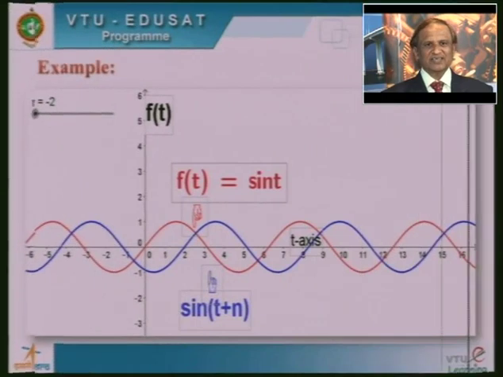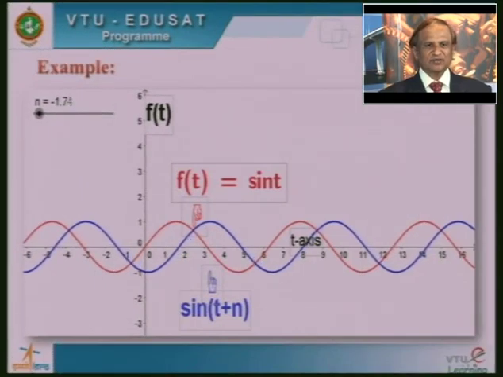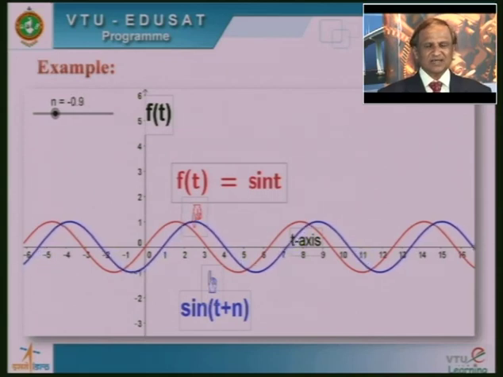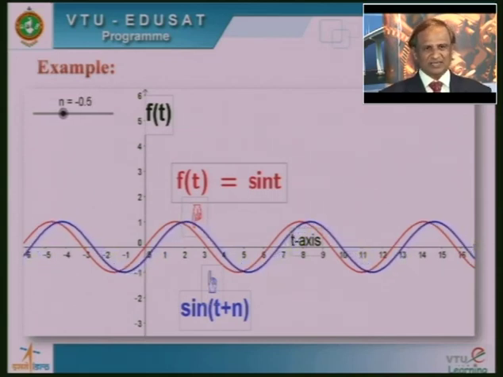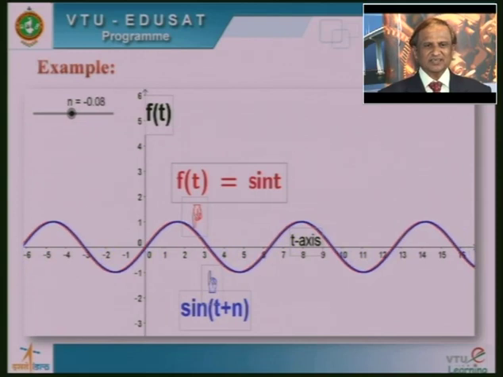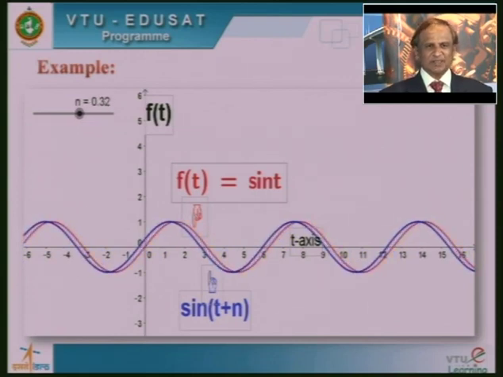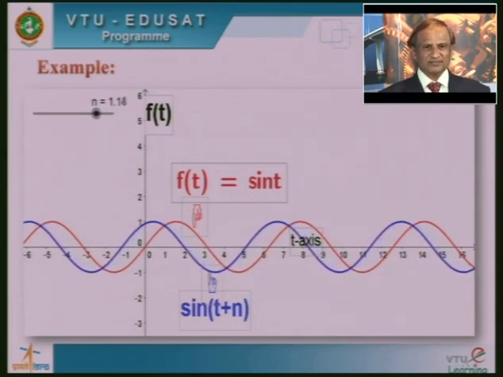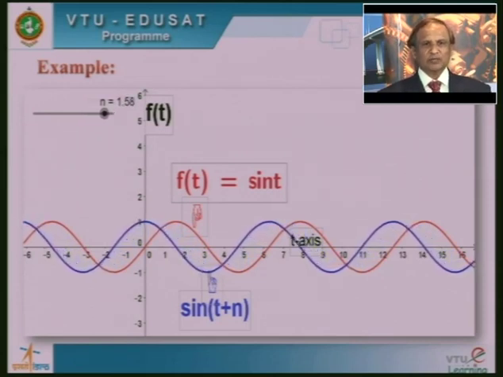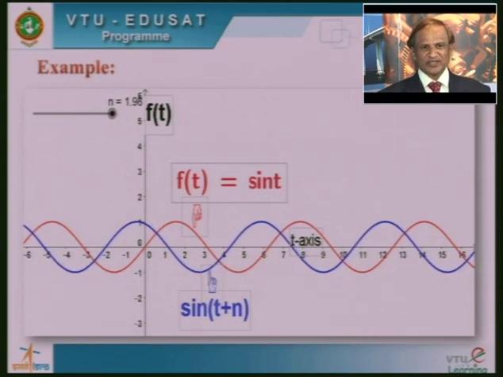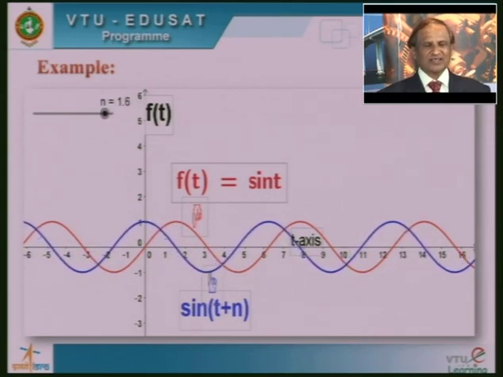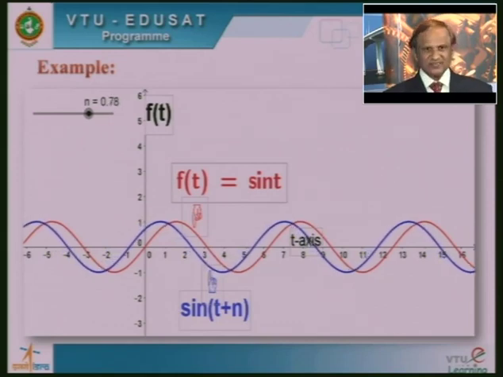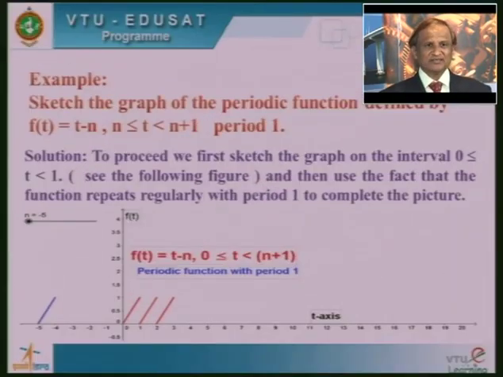I will show you the graph. I hope now you are observing two graphs. One is a red color graph, another one is a blue color graph. The red color graph is the original function sin t, and sin of t plus some value is the blue color graph. I hope you are observing the blue color graph moving horizontally, left hand side as well as right hand side. That is an example of a periodic function.